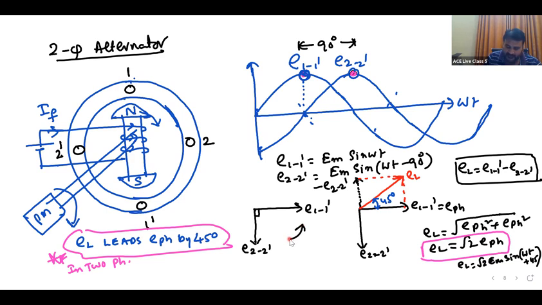If you take clockwise, what will happen? E1 dash will lag. The maximum value of EMF will come 90 degrees later than E2 dash. But it is not later, no? It is coming first. So 1 will lead, 2 will lag. After some time it is coming.